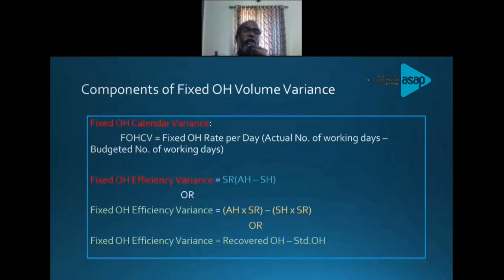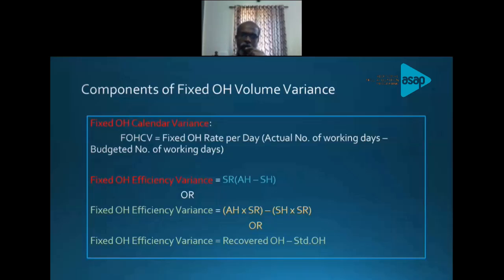Then we have fixed overhead calendar variance. You remember, this calendar variance is computed only when there is a difference between the actual number of working days and the budgeted working days. Otherwise, if there is no difference, there is no need for calculating the calendar variance. So remember, calendar variance is related to the number of working days.